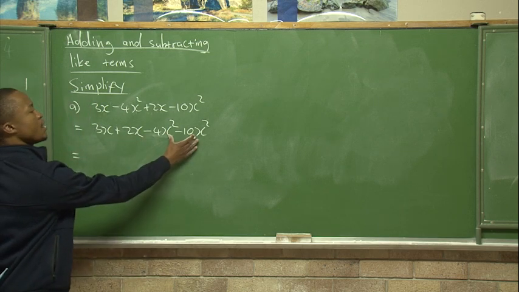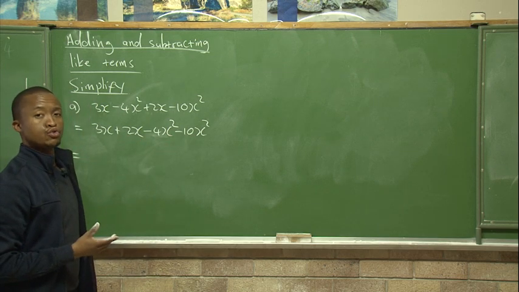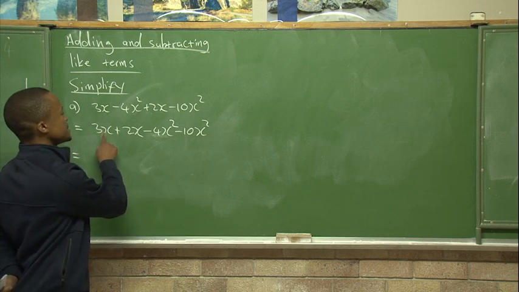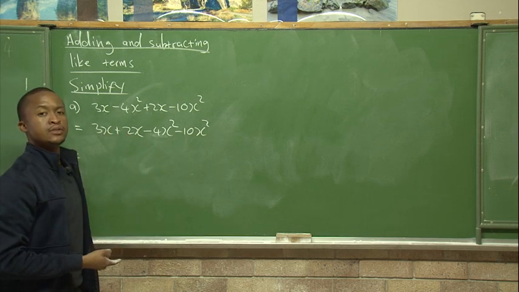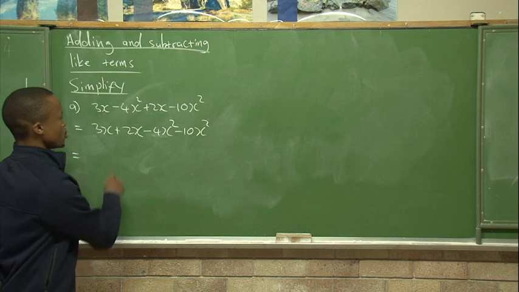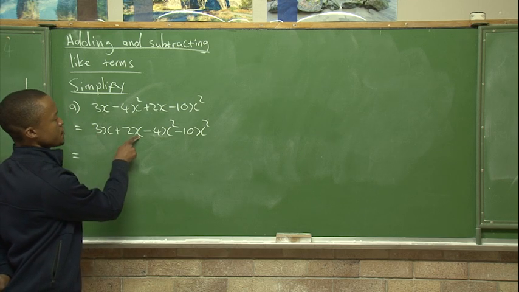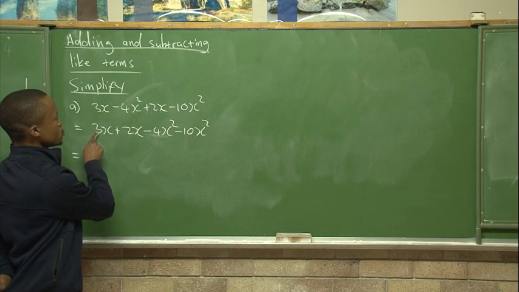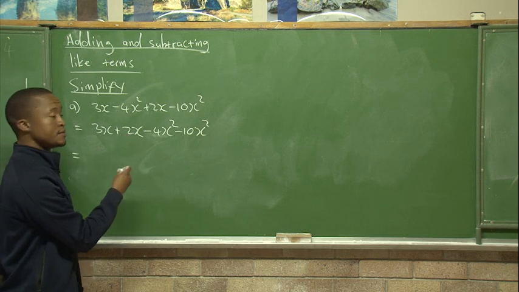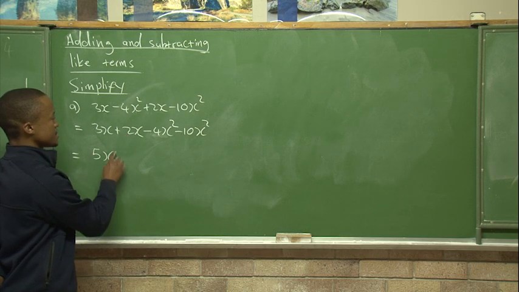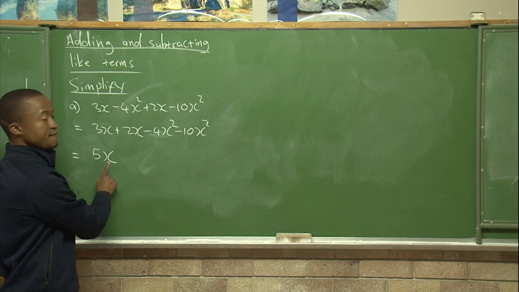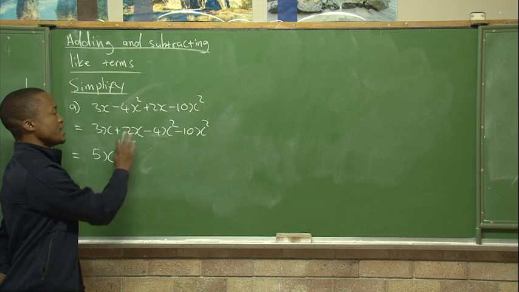Once we've grouped our terms together, all we need to do is to now add and subtract the coefficients of the variables. So the coefficient of x is 3, coefficient of x is 2. We are adding, so 2 plus 3 will give us 5. So it means we have 5x. How many x's do we have? We have 5 x's because we have 3 x's and 2 x's.